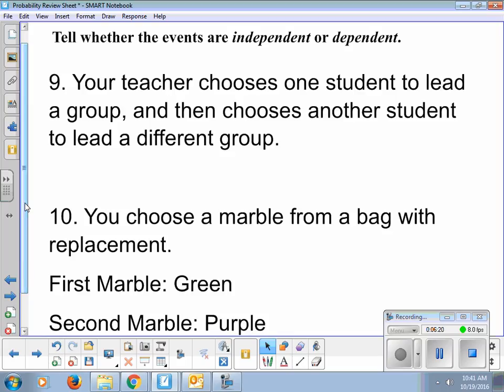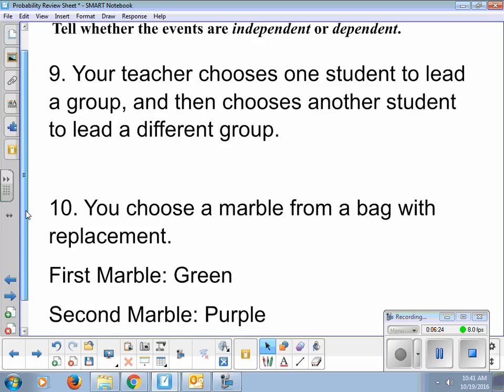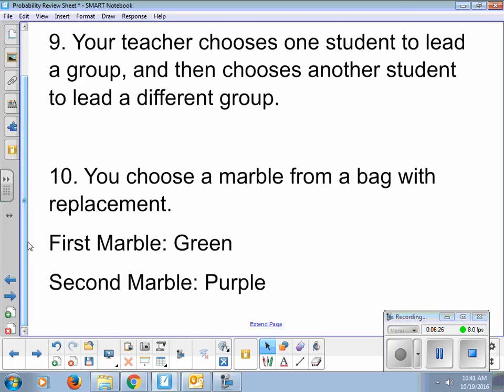Okay, so for numbers 9 and 10, they want you to tell whether the events are independent or dependent. Number 9: your teacher chooses one student to lead a group and then chooses another student to lead a different group. Remember, independent is where one does not affect the other. Dependent, one does affect the other. Your second probability changes. So, what do you think number 9 would be?